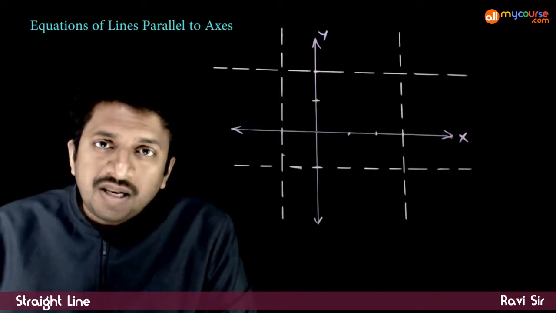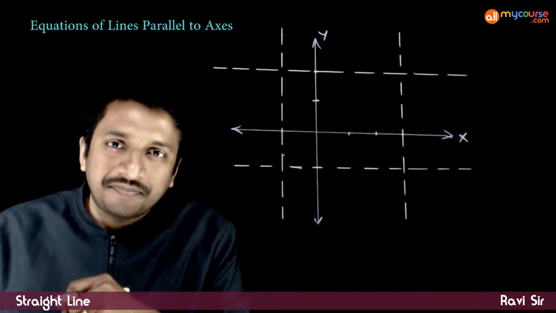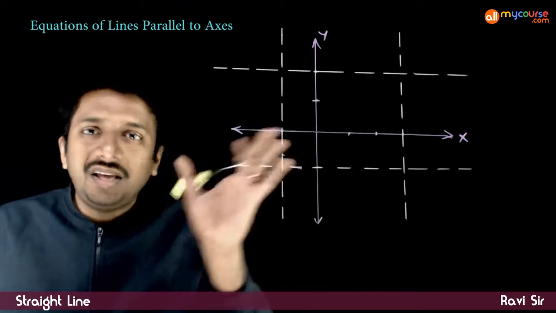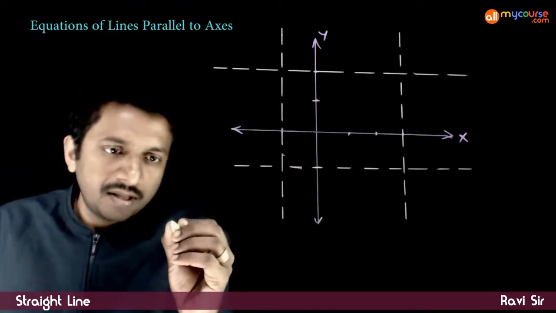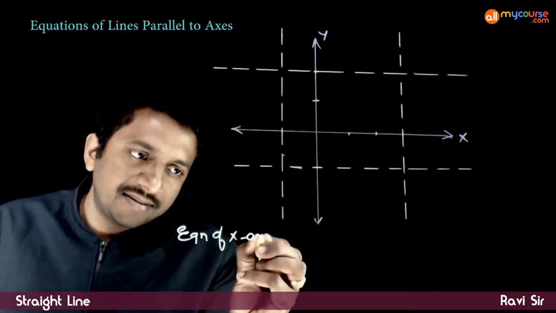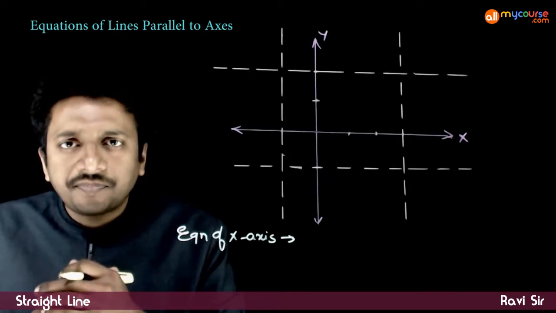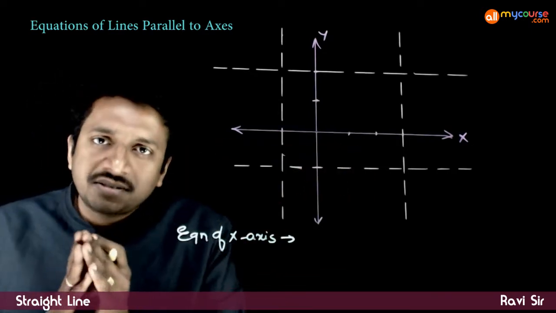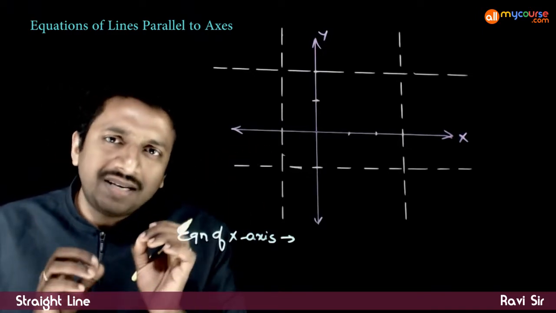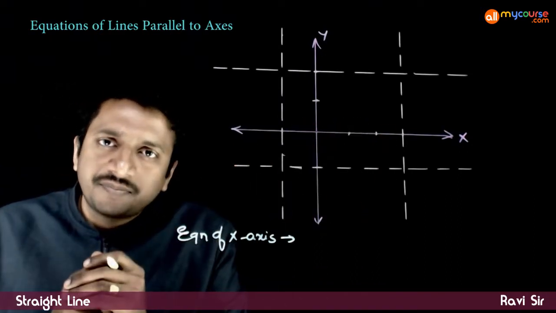In this video, let us look at the equations of very simple lines. First, let us try to understand the equation of x-axis. As we know, x-axis is also a straight line. So what is the equation of x-axis? If you want to find the equation of x-axis, you should find some algebraic condition which each and every point on this x-axis satisfies.